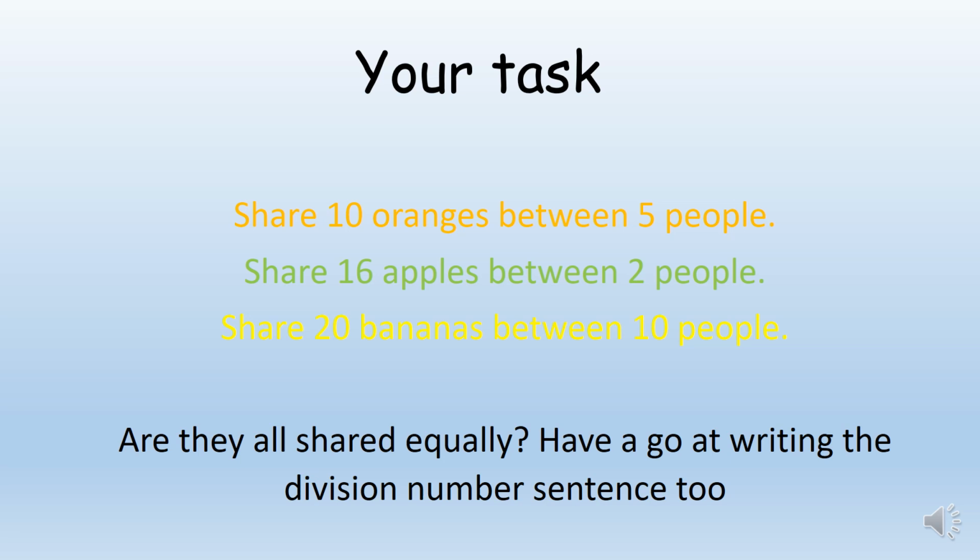Okay, Year 2, here is your task for today. I want you to practice sharing amounts between people. So your first task is to share 10 oranges between 5 people. So you're going to draw out 5 people and then share out 10 oranges between them. You're going to do the same for sharing 16 apples between 2 people and sharing 20 bananas between 10 people. You need to make sure that each person has the same amount as the other people so that it's fair and equal. You could even have a go at writing the division number sentence.